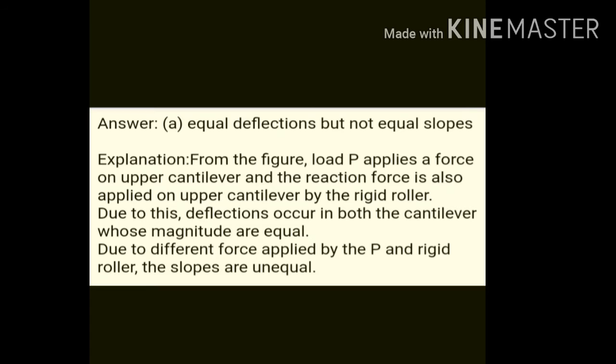Here, due to the load we are applying, you get equal deflection. Deflection means how much it moves in the y direction. Both are going in the y direction equally, but due to the different force applied by P at the rigid roller, the slope is not equal. Slope means what? Y by x, tan inverse y by x, that is not going to be equal in this concept. Okay, you understand this?